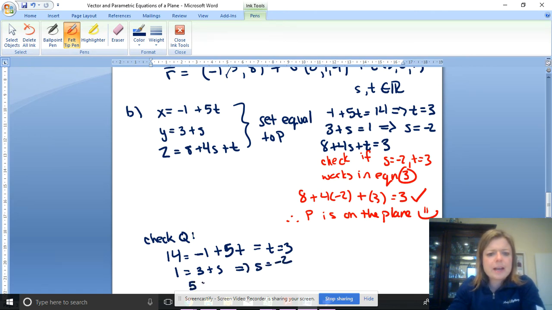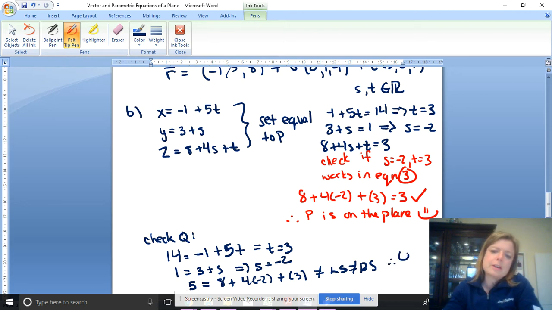So if you take your last one, though, 5 equals 8. And so I'm going to sub in my -2. So 4 times -2 plus 3. That does not work. You'll get that left side does not equal right side. So therefore, Q is not on the plane.